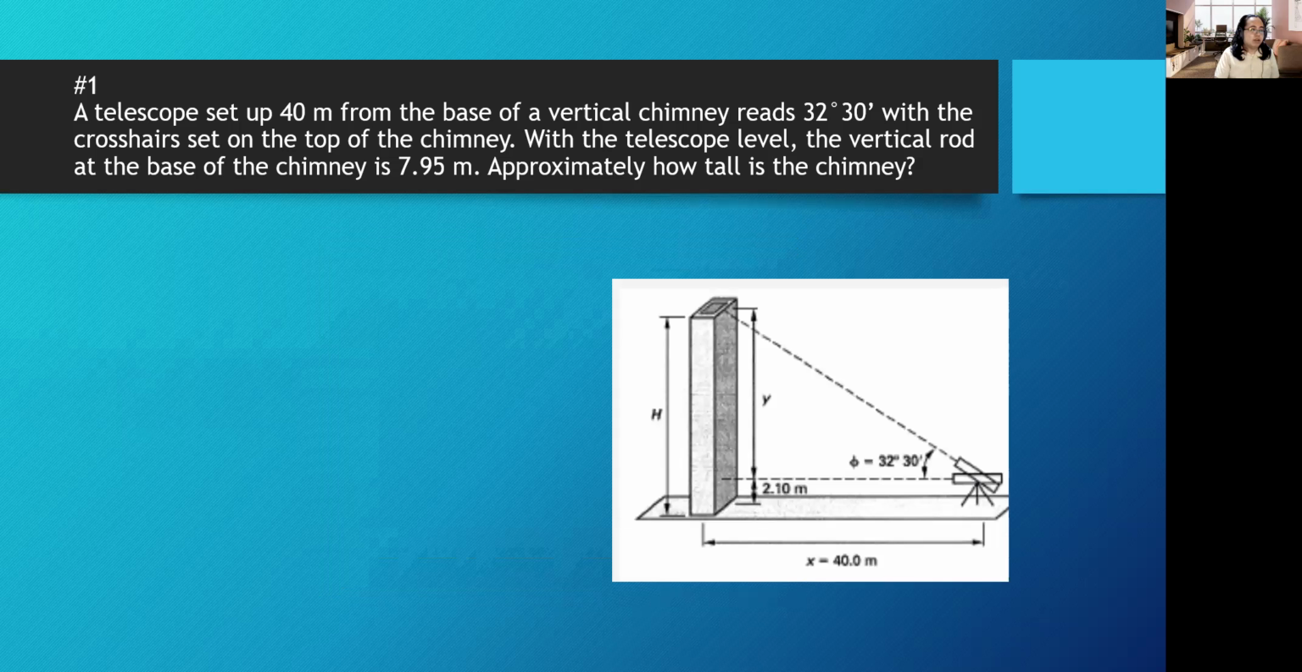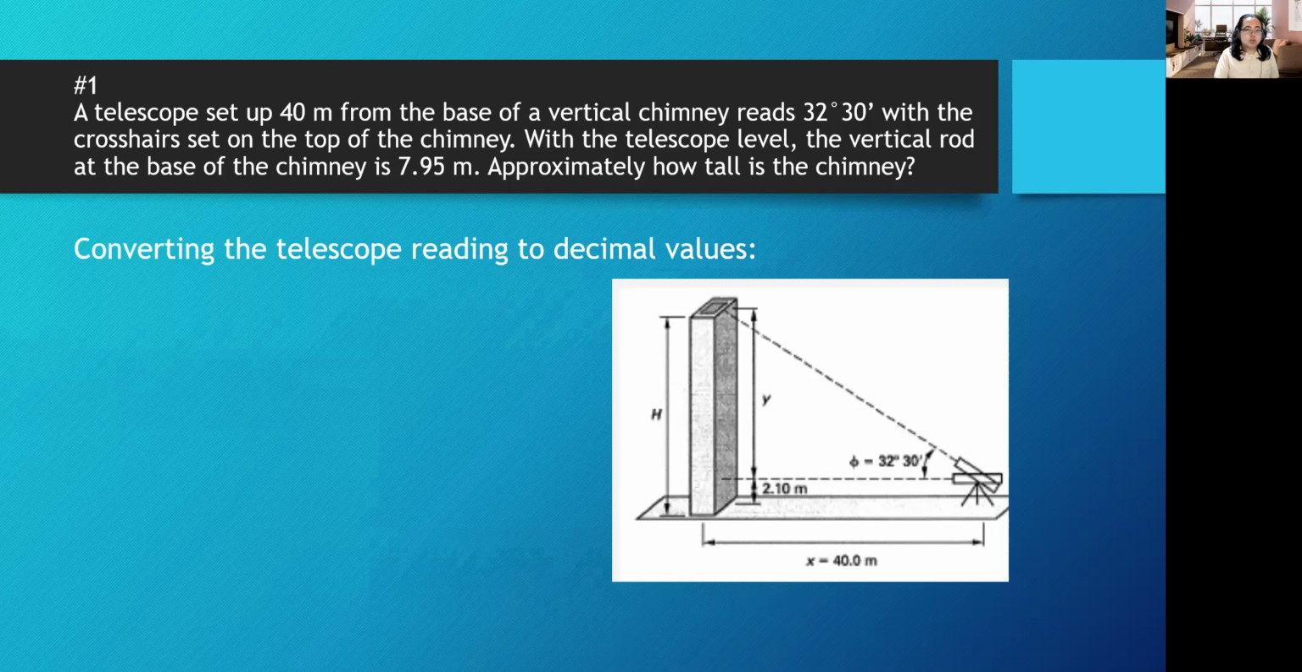So first, we would have to convert the telescope reading into its respective decimal value. To do that, we simply input the reading 32°30' on the calculator and press the degrees-minutes conversion to get a value of 32.5.